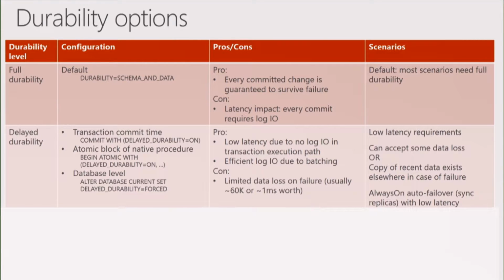But still, if you're fine with some data loss, you can actually configure an always-on availability group with sync replicas and use delayed durability, and then you get very low latency because you don't wait for the data to be replicated to secondaries, but still automatic failover. And again, use this only in scenarios where you know you can cope with some limited data loss.